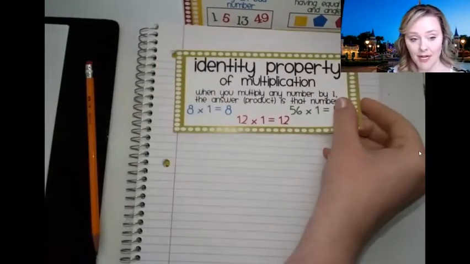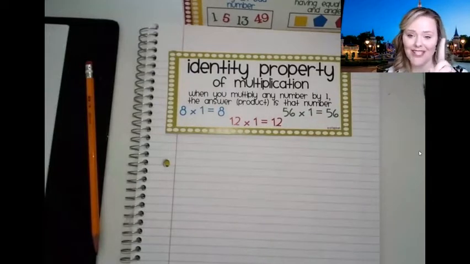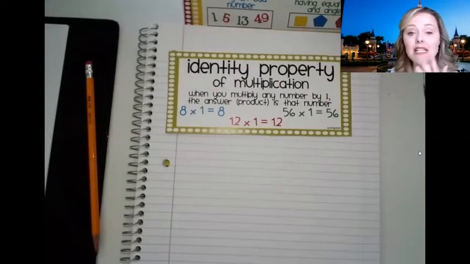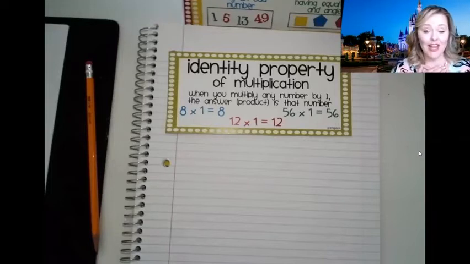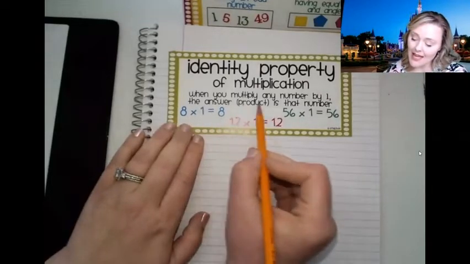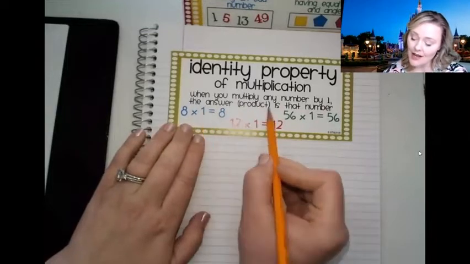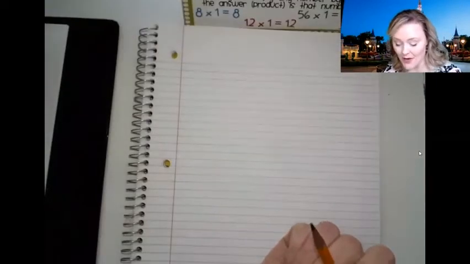The identity property of multiplication is the one that I usually teach first. It's the property of 1. It just means any number times 1 is equal to itself. Pretty easy. I like to tell my students to remember the trick by identity: you have an identity as a person, there's only one of you. So the identity property is multiplying by 1. The number gets to stay the same. The official definition is when you multiply any number by 1, the answer or product is that number.